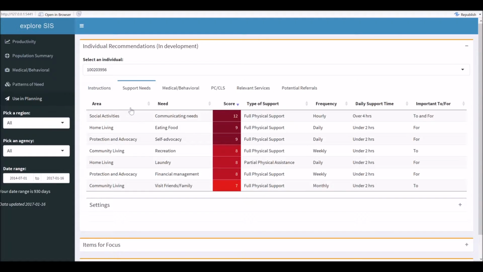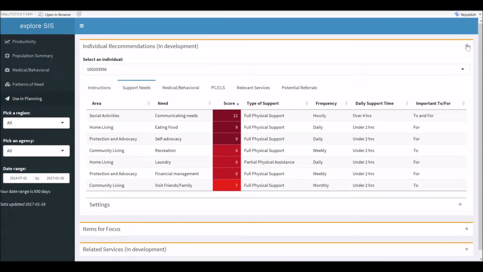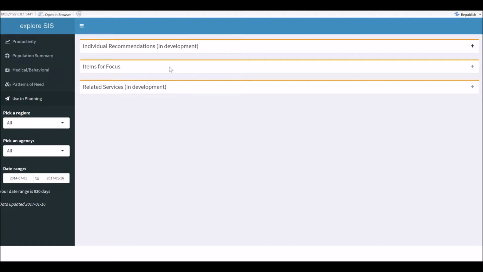Now we will be looking at the use in planning set of analyses. As you will notice, if you look at the titles of these, two of these are very much in development because they are looking at the ways in which services and supports are related to needs. You'll see what I mean by that once we hop in and look at the different views of the data that have been created.